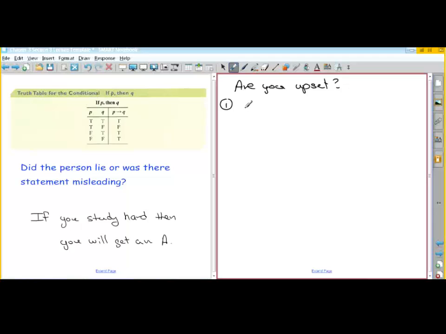Okay. So condition 1, you study hard, which is what the first statement says, and you get an A. Happy or sad? Or are you angry about that? Well, obviously not, because you did what was specified and you got your just reward. So in this case, I'm going to say happy or not upset.